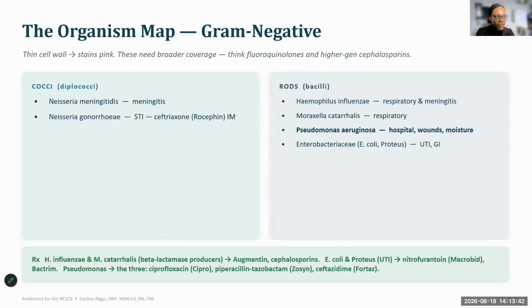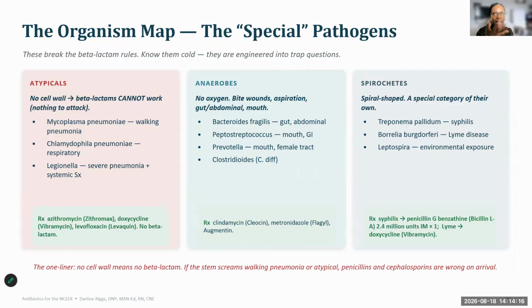So for those, for example, you would treat your H. influenzae and your Catarrhalis, which, we're talking the beta-lactam producers, with Augmentin, cephalosporin. Your E. coli and Proteus UTIs would be with the nitrofurantoin, Macrobid. Your Pseudomonas, remember, we want to treat those with a cocktail. It would be like your ciprofloxacin, Fortaz. So pay attention to the pathogen and even where it's at.